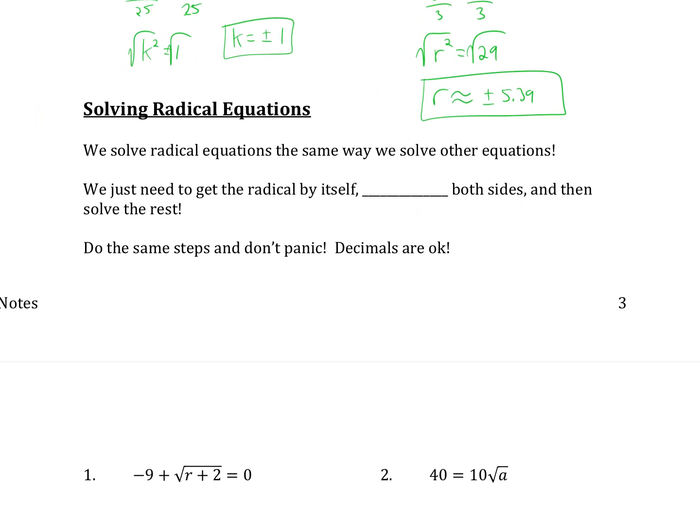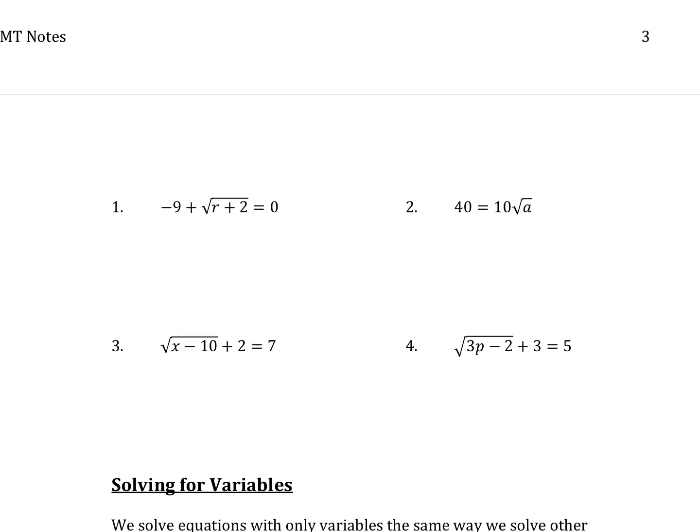All right, very cool. Moving on to radical equations now, okay? So remember, radicals are the inverse operation to exponents, or basically they're doing the opposite to undo stuff here, right? So it's similar to the other stuff where we need to make sure we get the radical by itself, and then we're going to square both sides and then solve the rest, okay? Decimals are okay here too.